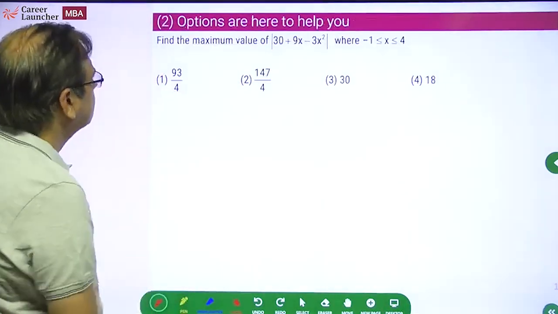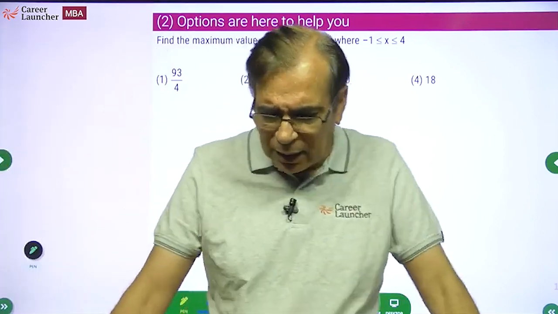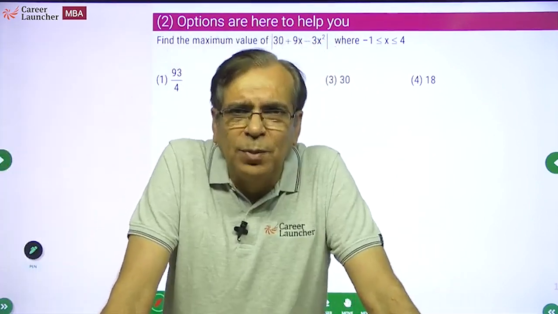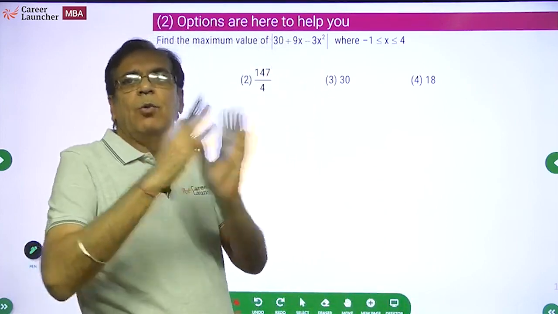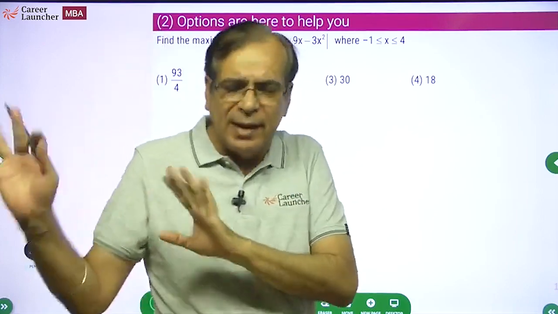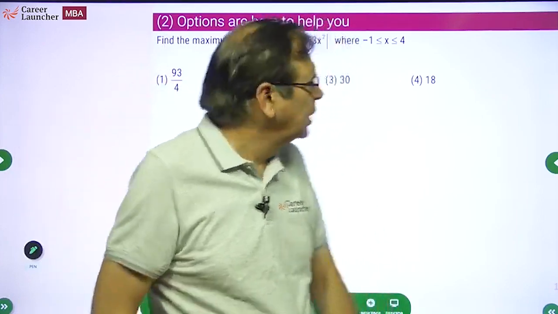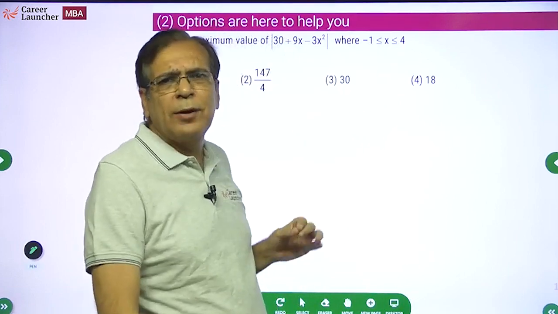Next question. Maximum value of this expression where x lies between minus 1 and 4. Very good. What will most people do? Start differentiating. Some will convert this into a perfect square plus something or minus something, and half the people will run away. What should we do? The value of x is given, no? Substitute. What value of x should you substitute?